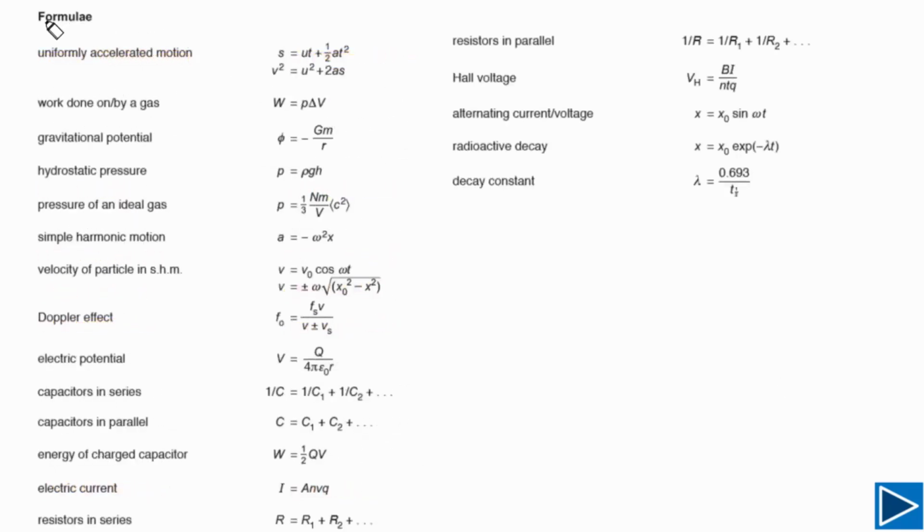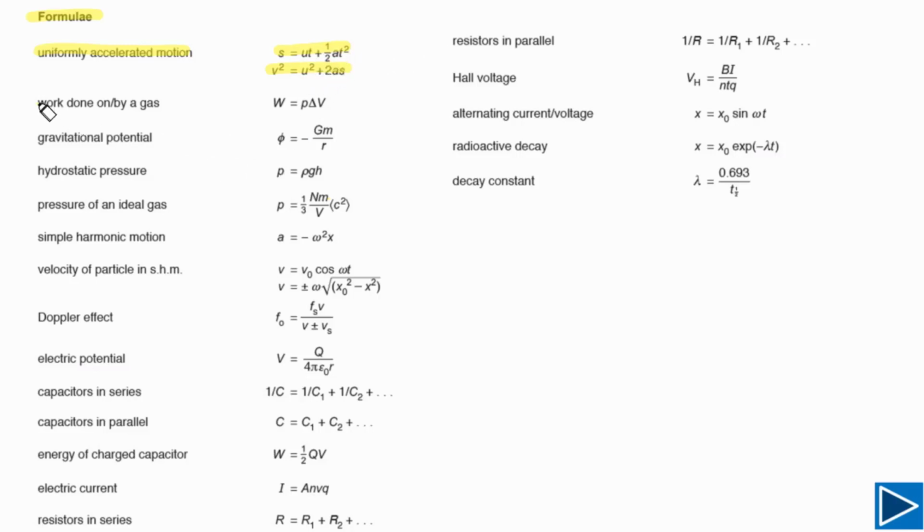On the next page, some important formulae are given. Let me highlight the formulae you need for AS Physics. The first one is for uniform acceleration, and this one you can only use when the acceleration of the object or body is uniform. Uniform simply means that if the acceleration is constant, then you can use these formulae.